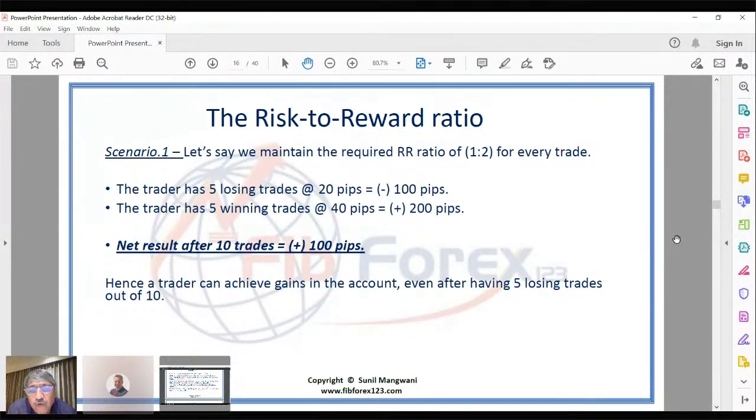So, if I have five losing trades, I'm going to lose 20 pips. Five trades, I lose 100 pips. If I have five winning trades, my risk to reward ratio is 1 is to 2. That means every winning trade should have a profit of 40 pips, which means 40 pips into 5, I make 200 pips. Net result after 10 trades, I still grow my account by 100 pips. So you can achieve gain in the accounts while having five losing trades. This is a very simple, basic fact.